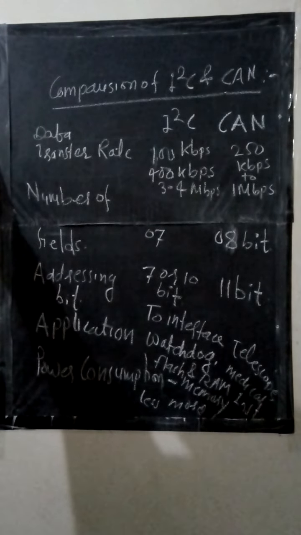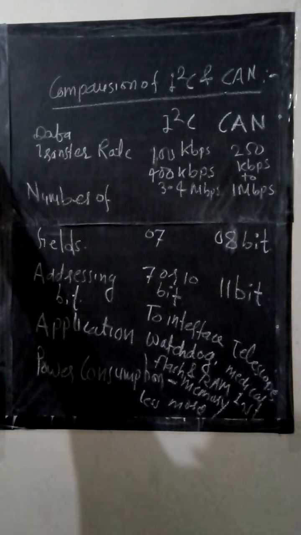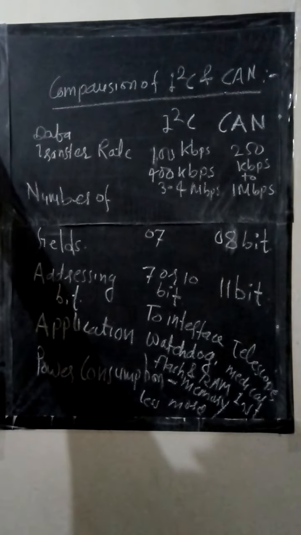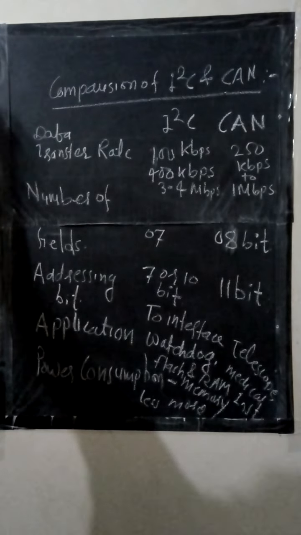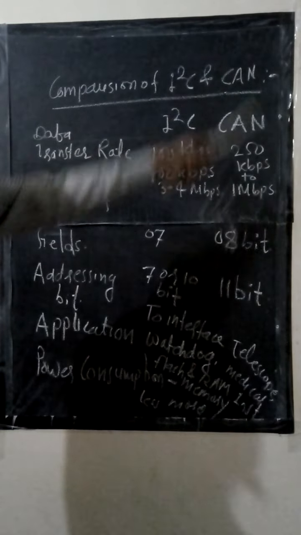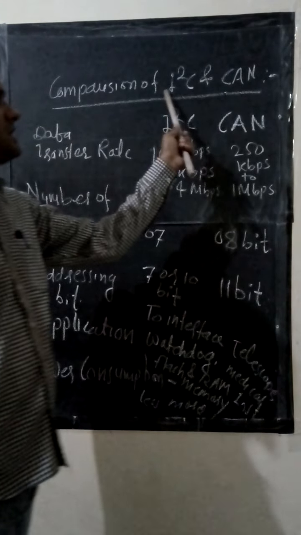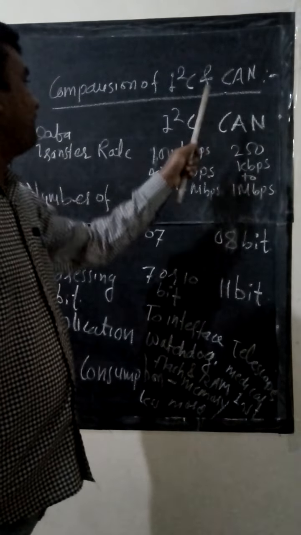Good afternoon, friends. Our next topic is the comparison of inter-integrated circuit and control area network, that is I2C and CAN.